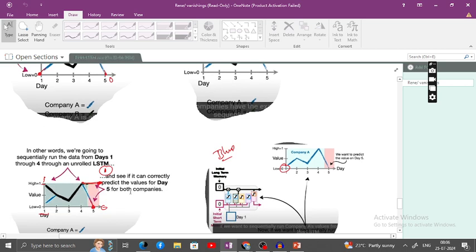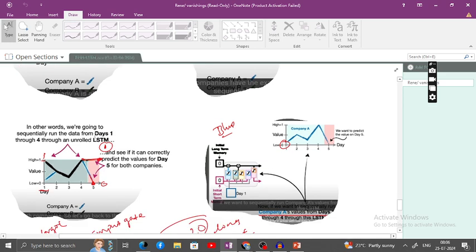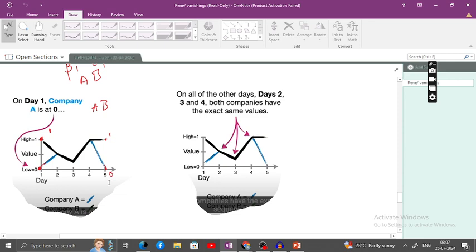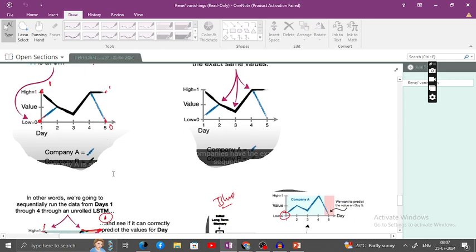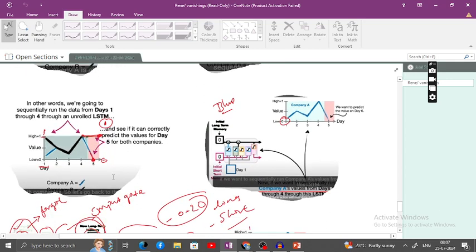Now what I have to do, using this LSTM, is predict things. We are going to sequentially run the data from day 1 to day 4 through an LSTM, and we will predict the 5th day. You already have the data for 5 days. We will train the model for 4 days, and we will check the output for the 5th day.